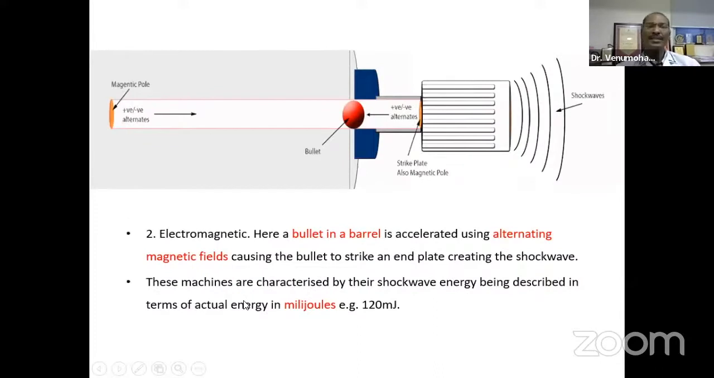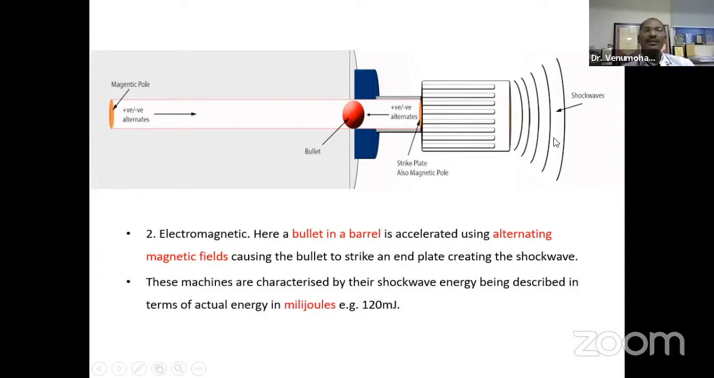Coming to the second generator, we have this electromagnetic generator. The principle is very similar. The bullet strikes the barrel, but the only difference is that the bullet is accelerated here by the electromagnetic field. There is an alternating magnetic field which drives the bullet to the end plate, and hence the shock waves are generated.